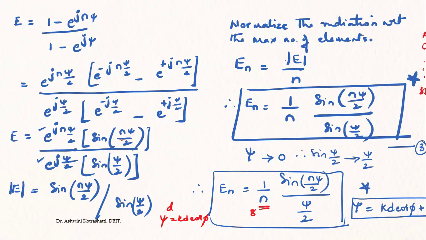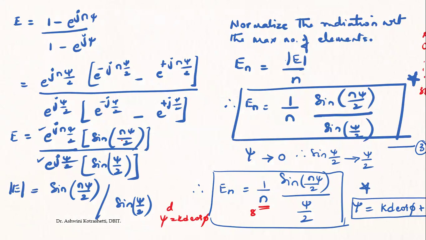Now there are n elements. Remember when we did for 2 isotropic, there was a 2 E naught because there were 2 of them. Now by default, there will be an n. That is why in the end, you can see on the right hand side that E n normalized has a 1 by n. In the numerator, you have sine n psi by 2. In the denominator, we were supposed to have a sine psi by 2.